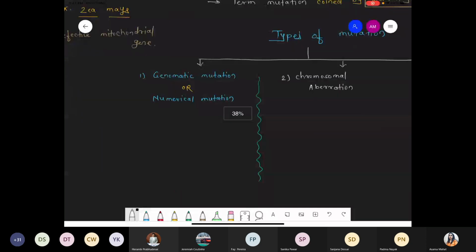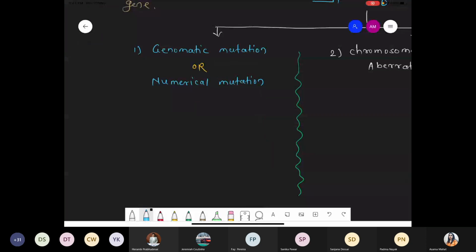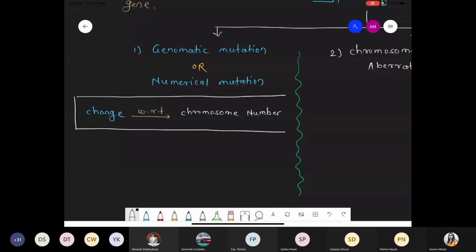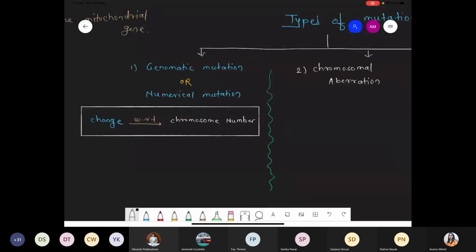Okay. So first of all, number one, genomic mutation. Genomic mutation is nothing but a change with respect to chromosome number. Such kind of mutations are called genomic mutation. Simple definition, we are not creating any lengthy one. Genomic mutation is also called a numerical mutation. So change with respect to chromosome number. Detail we'll study soon.